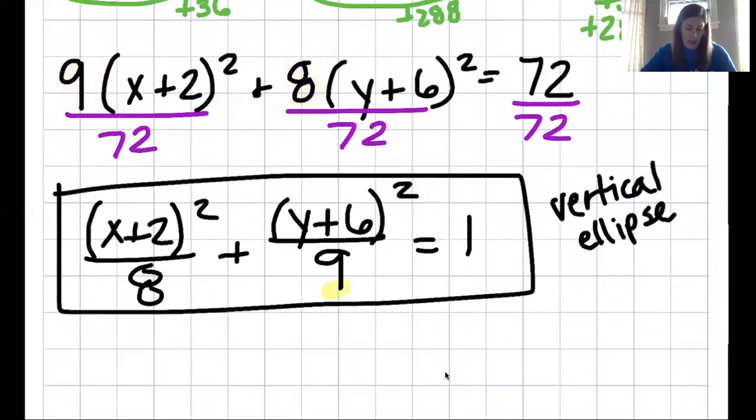Since the larger number 9 is underneath the y squared, I'm going to be going up and down to my vertex points, and it will create a vertical ellipse. My foci will also move up and down because the vertex and foci are always on the same axis, and then I'll count left and right to move to my minor endpoints.